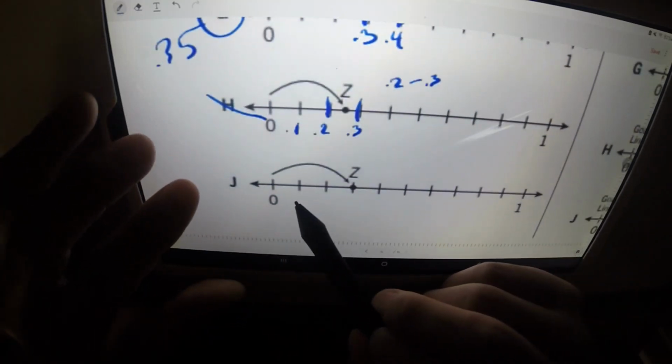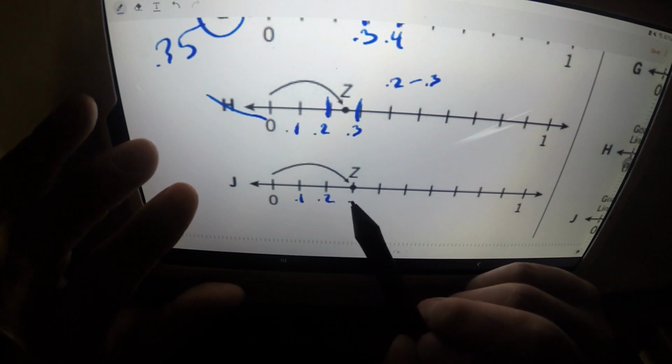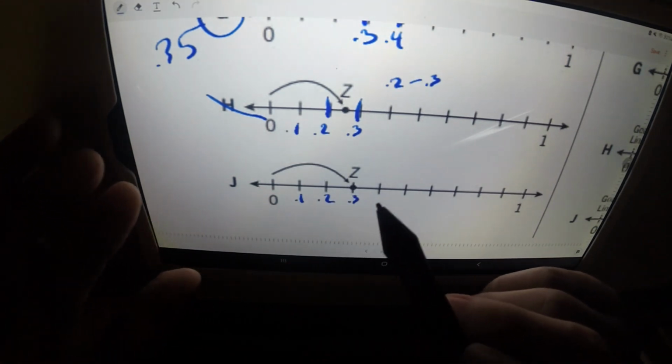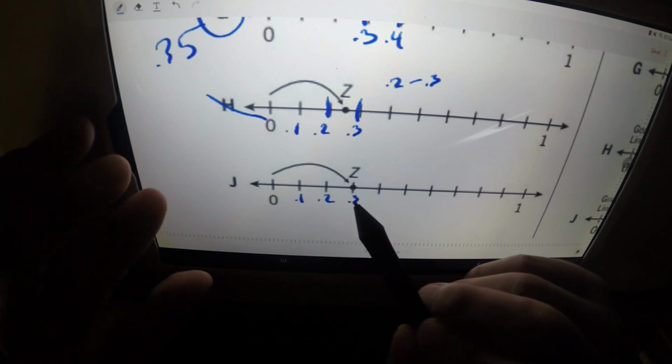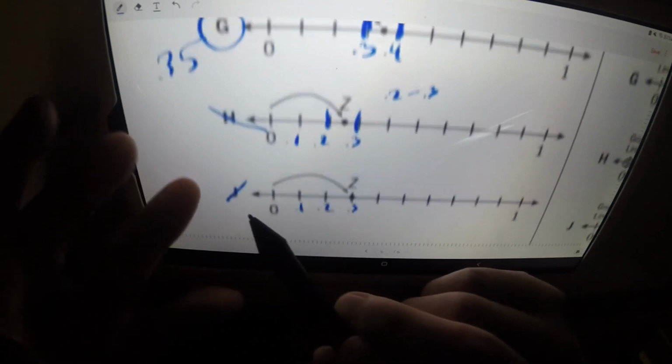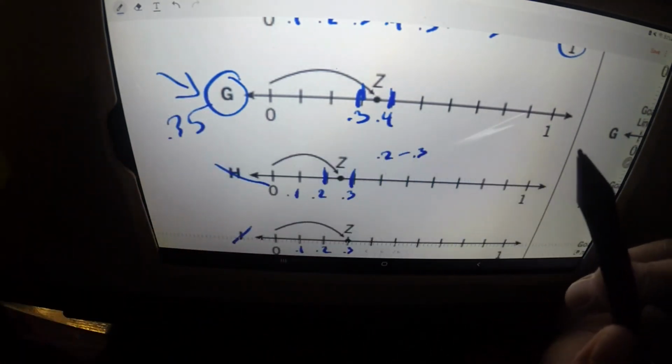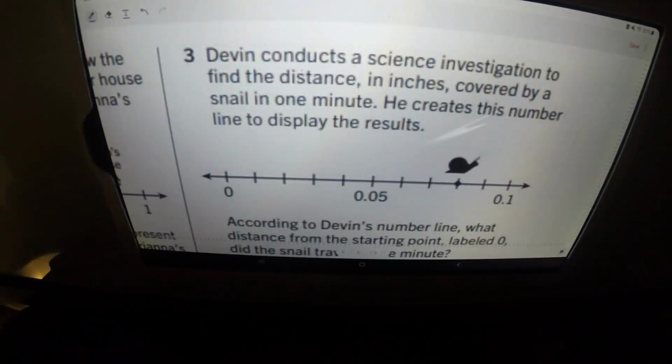Now let's look at this one. 0.1, 0.2, 0.3. Well, the Z point is directly over the 0.3, so this isn't our answer. So again, we go back to G. This is our answer right here, so we can confirm that. And that's number 2. And on to number 3.